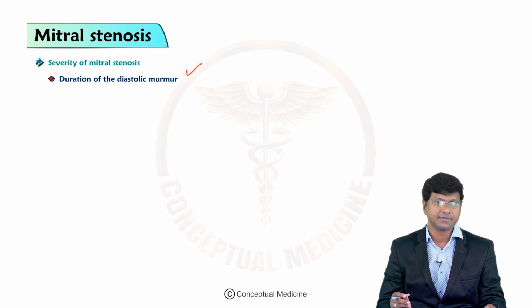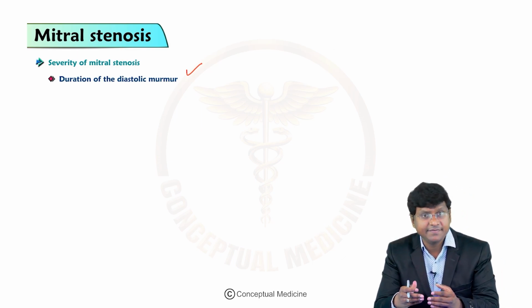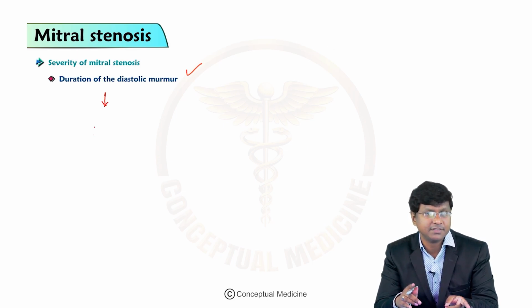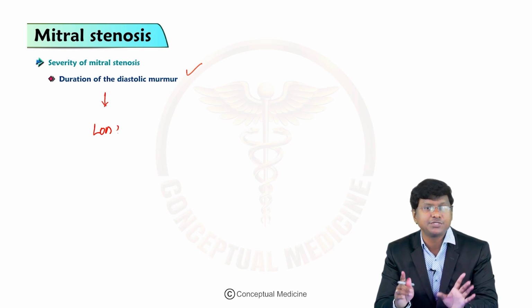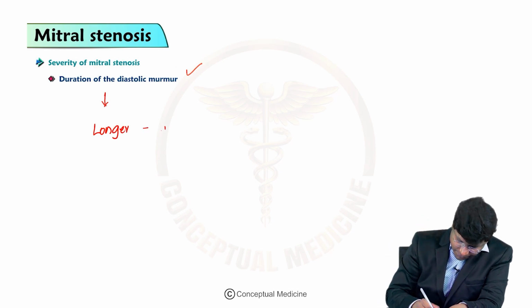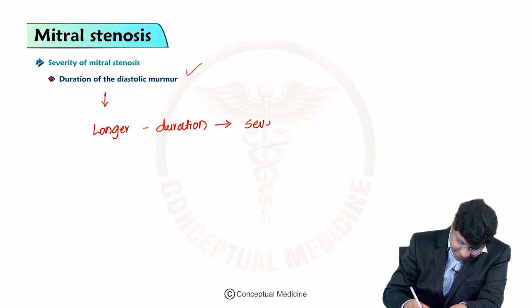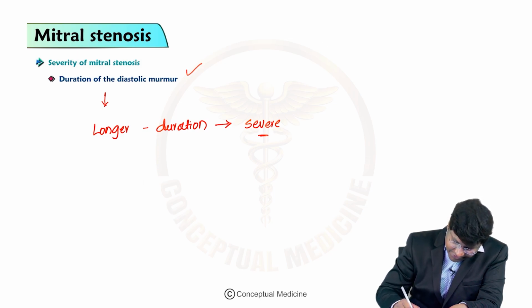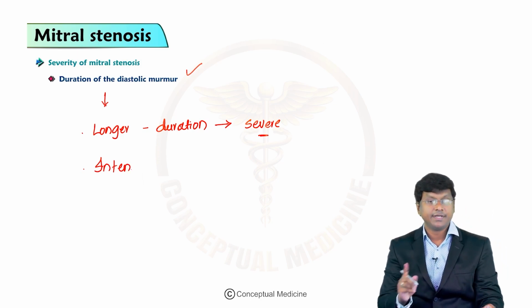Another important parameter which will decide the severity of mitral stenosis is the duration of the diastolic murmur. Okay, so the severity of mitral stenosis is not related to the intensity of the murmur, but it depends upon the duration of the murmur. The longer the duration, the more severe your mitral stenosis.